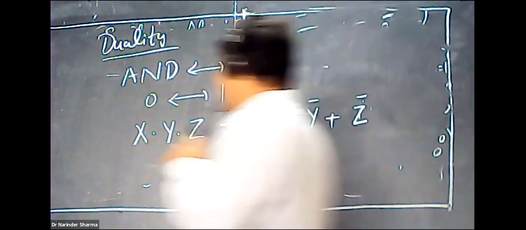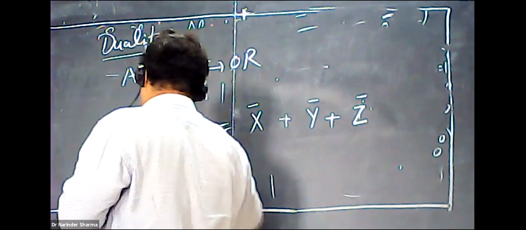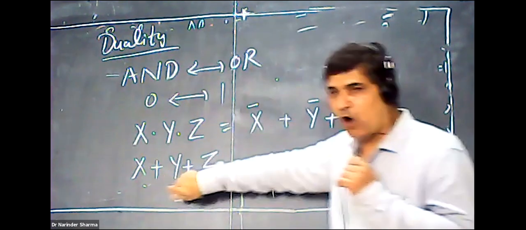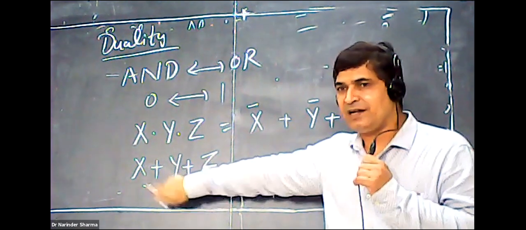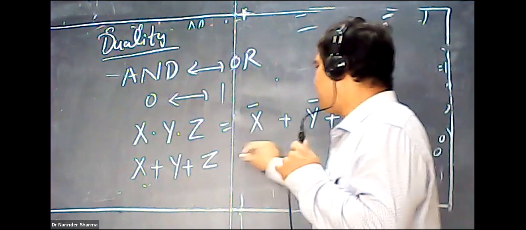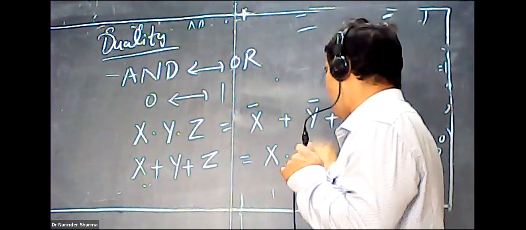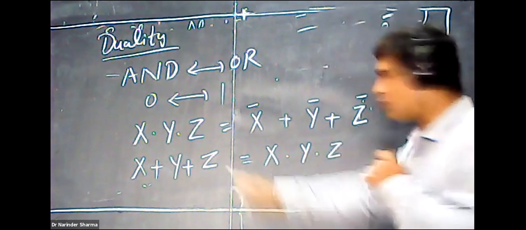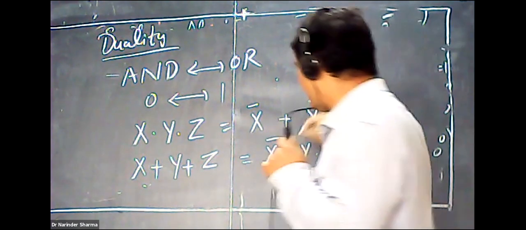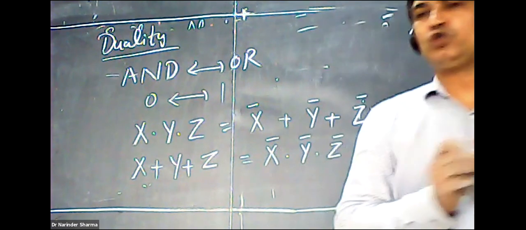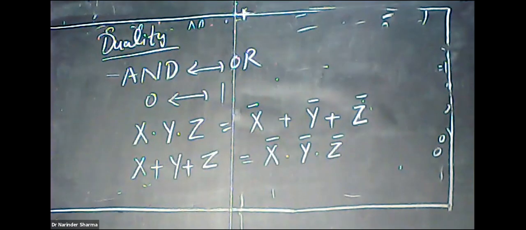For example, if I take x plus y plus z, this is OR. Addition is being replaced by multiplication: x into y into z, and we have to take its complement, that is x bar, y bar, and z bar. So this is the principle of duality. You simply have to remember, you can interchange AND with OR and zeros with ones. If it is x, y, z, it can be written as x bar plus y bar plus z bar. If it is x plus y plus z, it is written as x bar into y bar into z bar.